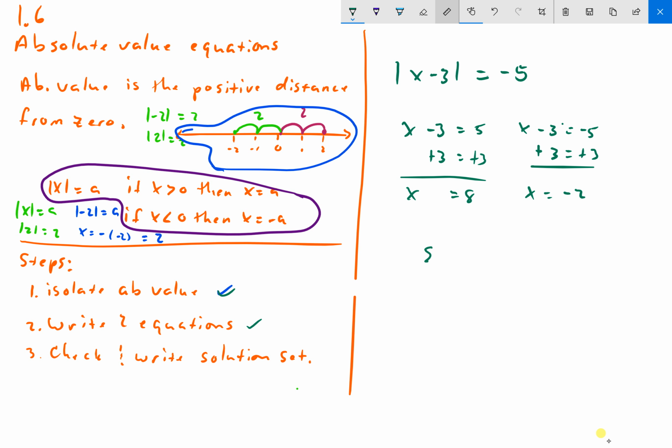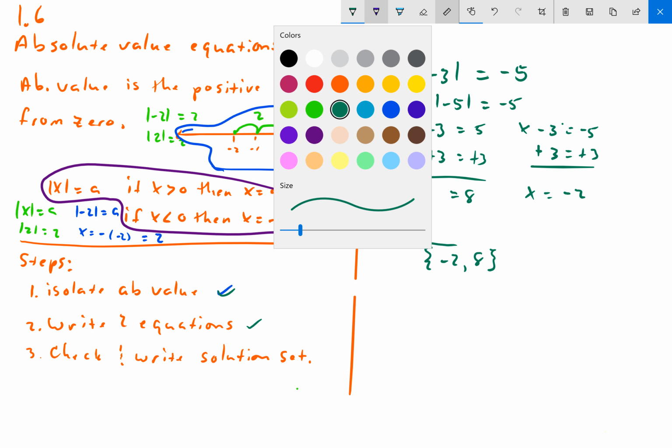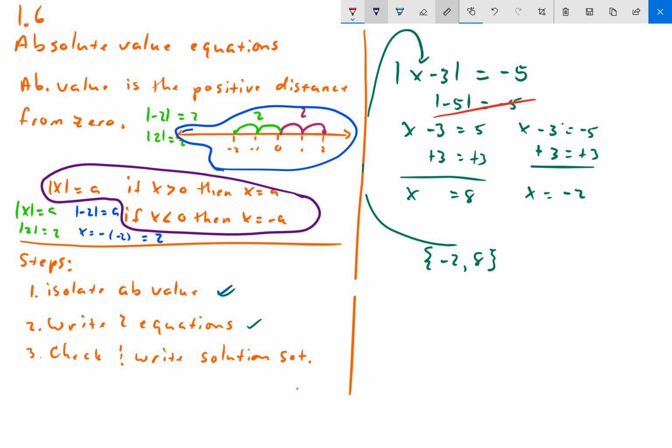And so you're probably thinking, oh, well, my solution set is negative 2, 8. But if I plug this in, that's going to give me a negative 2 and a negative 3, which gives me negative 5. And this is not true. So if I plug my 8 in, I get 8 minus 3, but that's supposed to be equal to negative 5 as well, and I get absolute value of 5 equals negative 5, and once again, that's not true.